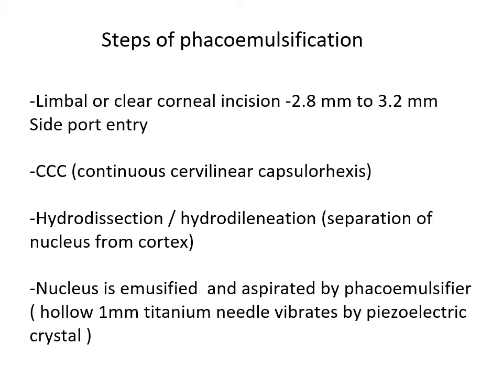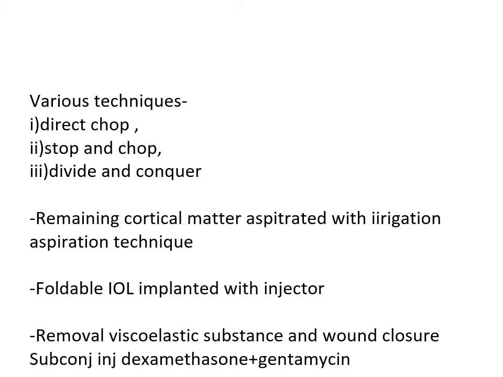In this case, hydrodissection and hydrodelineation both are done. As we know, hydrodissection means the separation of the cortical nucleus from the capsule. Hydrodelineation means the separation of the nucleus from the cortex. So the nucleus is then emulsified with the help of the phacoemulsification probe. It has a hollow 1 mm titanium needle which vibrates by piezoelectric crystals and emulsifies the nucleus, which is then aspirated.